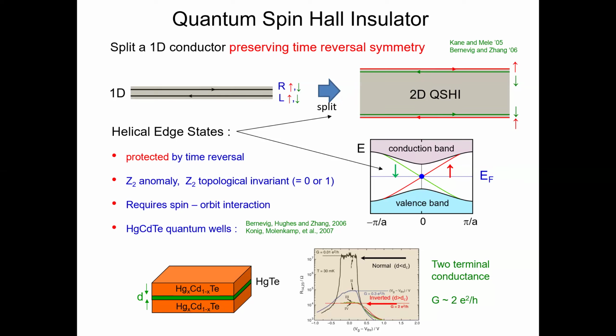These states also have an anomaly. It's a Z2 anomaly. They have a topological invariant like the Chern number, but now it's a Z2 topological invariant that only has two values.